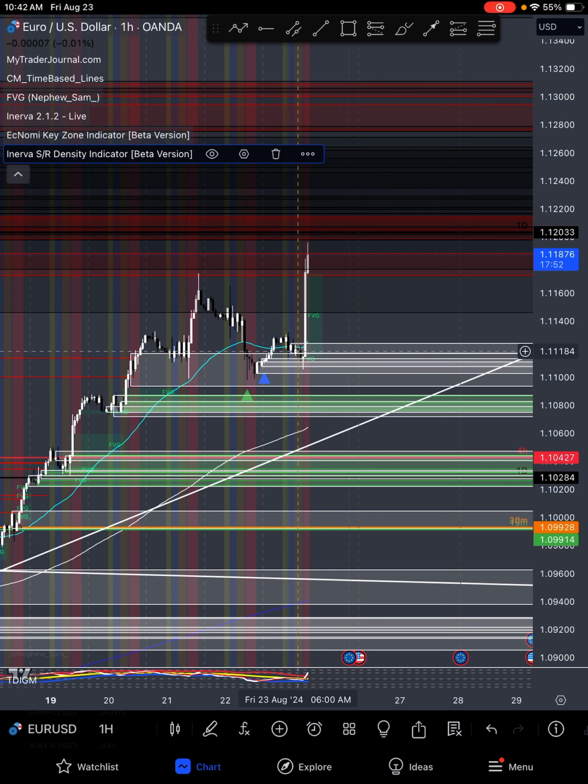Howard, you were saying, discounts and premiums. If someone is an ICT trader, then I guess they can use that as well in this. But the reason that I specifically made this was just for identifying where support was.